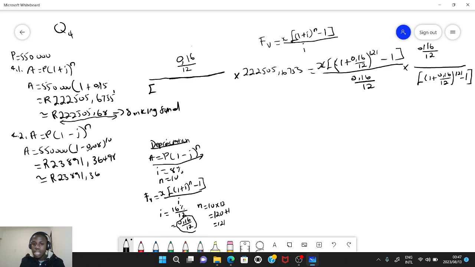So here this will cancel, right? I'll be left with x. Let's calculate this. Now I have 0.16 all over 12, and I have 1 plus 0.16 to the power 12, and then I have 1 to 1, right? And then I minus 1. Now what do I get?